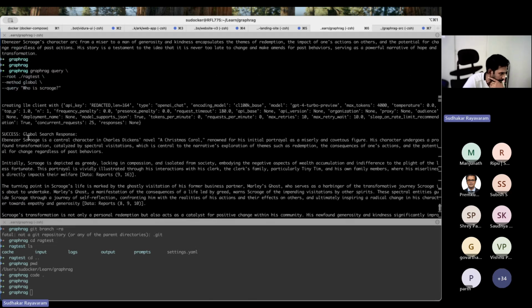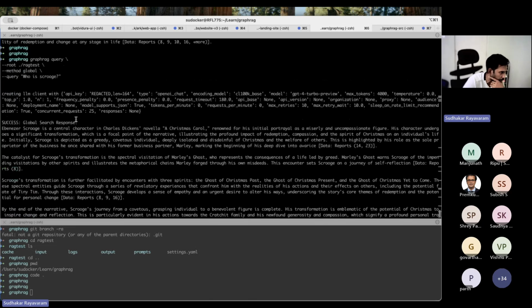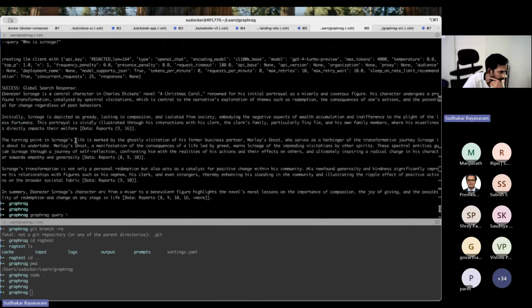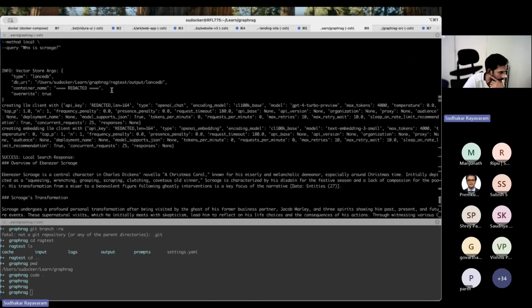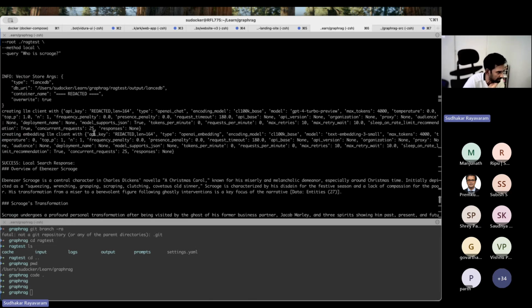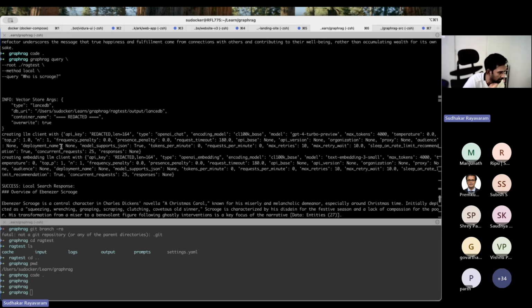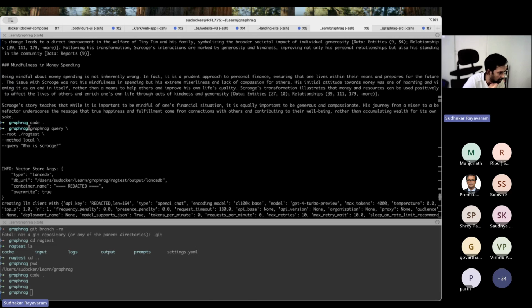Yeah, global search response. I think it just got by global level. If you look at the local, it does a lot more steps. So, local search response here. It's not printing it here because I'm not running it in verbose mode. But the idea is that at a higher level you can actually ask a question, test it, and then see how it is performing.